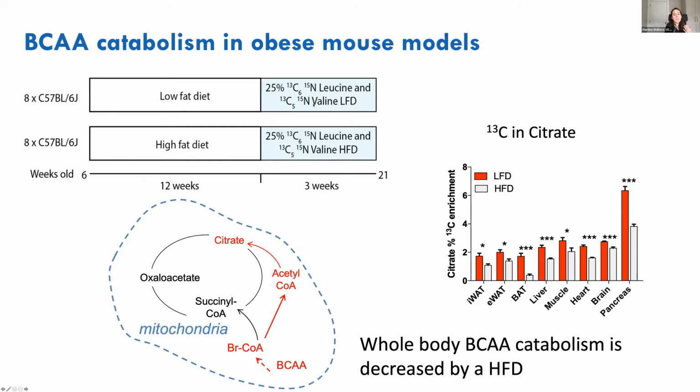So what we found is that when we looked into citrate enrichment across all the different tissues, this was decreased by a high-fat diet. So this indicates that there was pretty much a whole body suppression of branched-chain amino acid catabolism in response to a high-fat diet. It also showed us, from the enrichment levels across such a range of tissues, that this is an important carbon source for TCA cycle metabolism in a lot of different tissues.